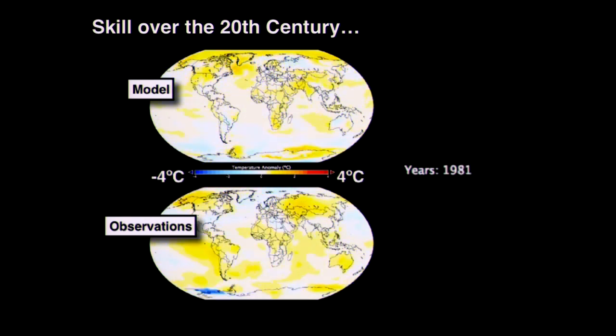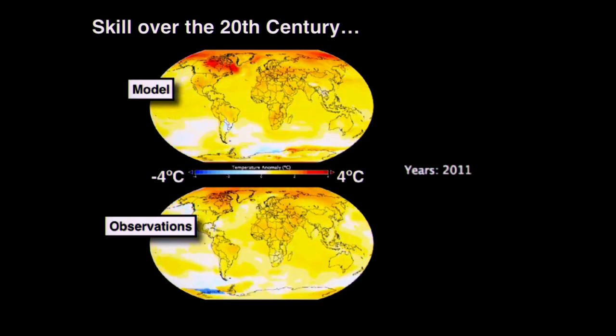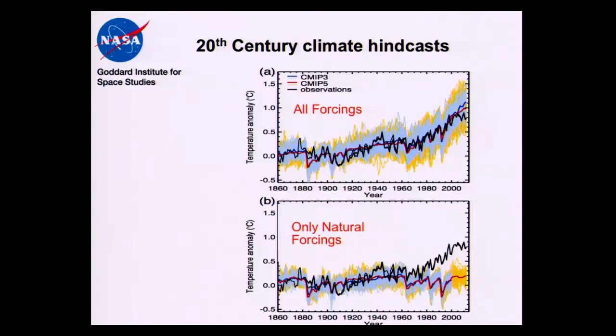But what you'll see is that while there's a lot of ups and downs, the pattern that you're seeing as you get towards the end of the 20th century and into the 21st century is actually quite remarkably coherent between the models and the observations. It's warmer in the Arctic than in the tropics. It's warmer in the north than in the south. It's warmer on land than on the ocean. And it's warmer by about the right amount. Models have skill over the 20th century. Not only do they have skill, they allow us to ask questions about what caused those changes.